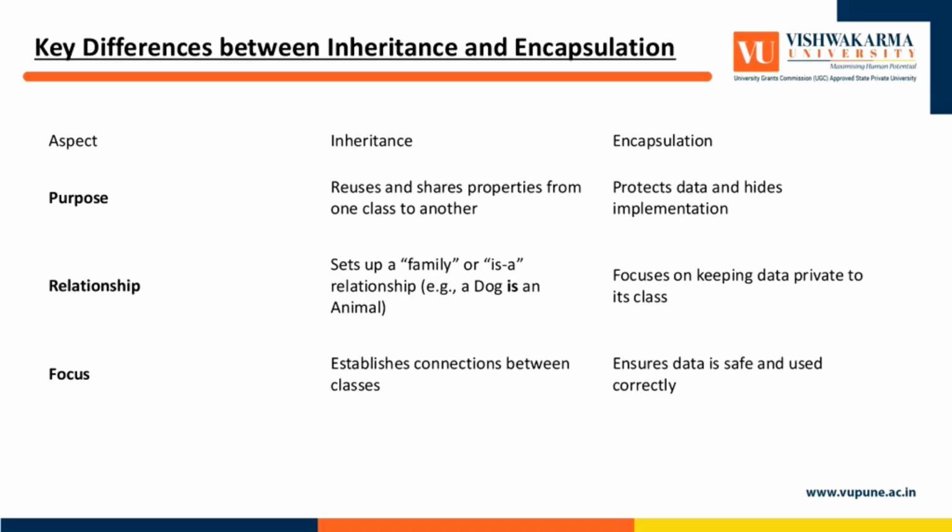Let's start the key difference between inheritance and encapsulation. In purpose, inheritance reuses and shares properties from one class to another. In encapsulation, the purpose is to protect data and hide implementation. Inheritance relationships are set up like a family, an "is a" relationship. Example, a dog is an animal. In encapsulation, the focus is on keeping data private to its class, and inheritance focuses on establishing connections between classes, while encapsulation ensures data is safe and used correctly.